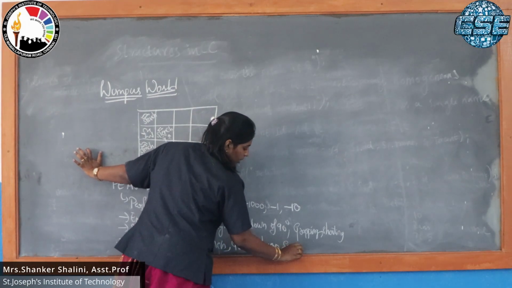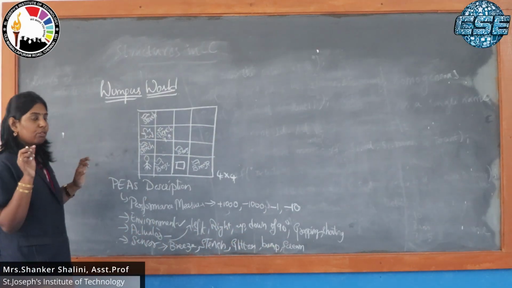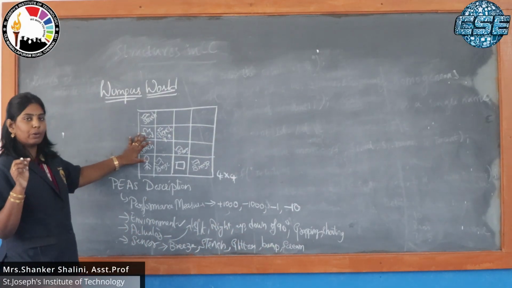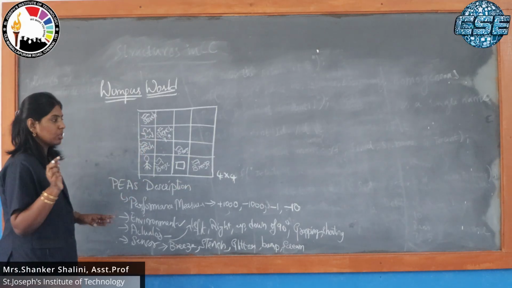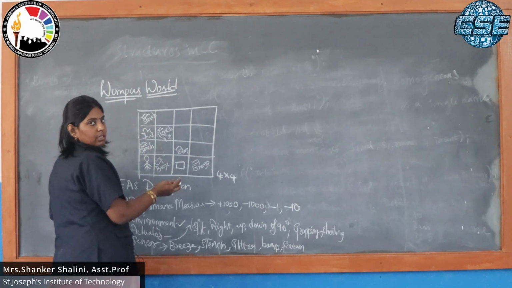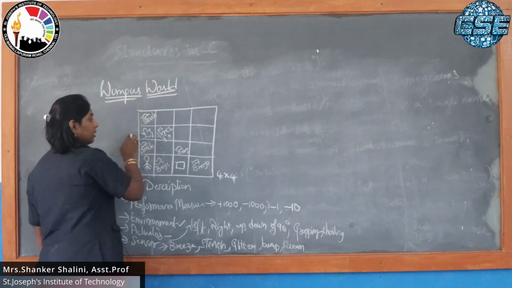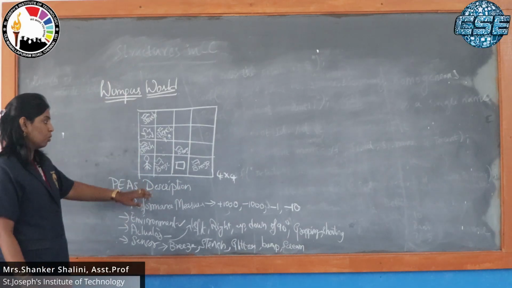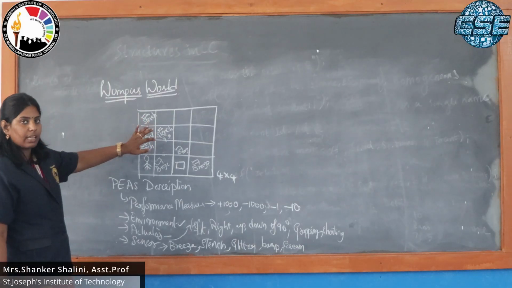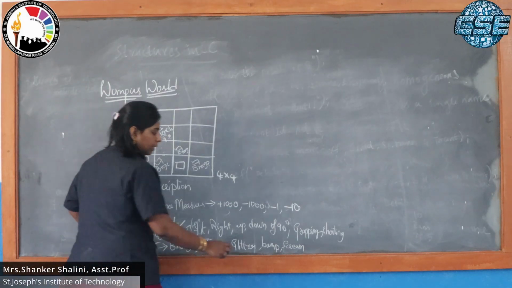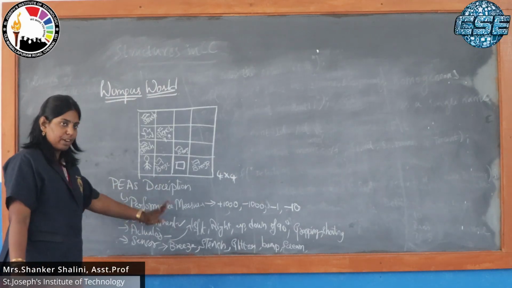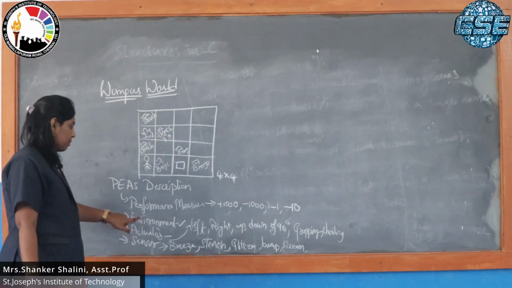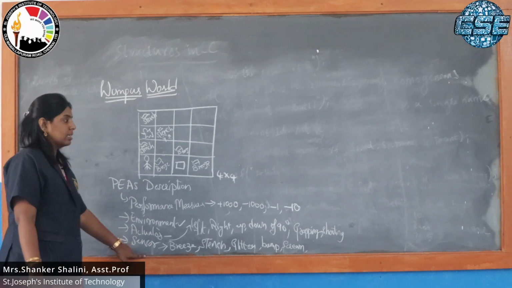Scream we use like this: whenever the agent uses his arrow to shoot the Wumpus, there will be a scream sound inside the whole room. So the whole grid can hear the scream sound. It means that the Wumpus is dead. So these are all the sensors. This is the PEAS description for the Wumpus world: performance, environment, actuators and sensors.